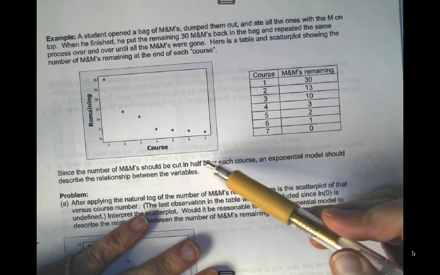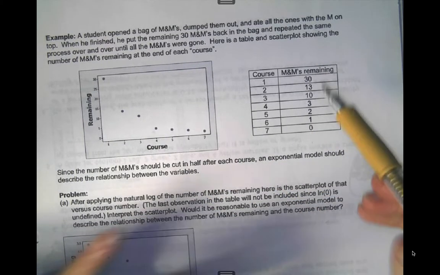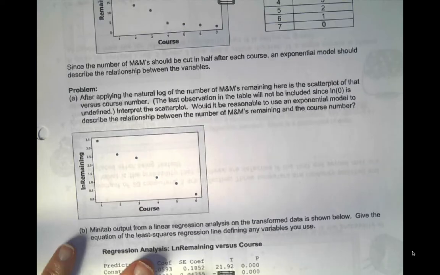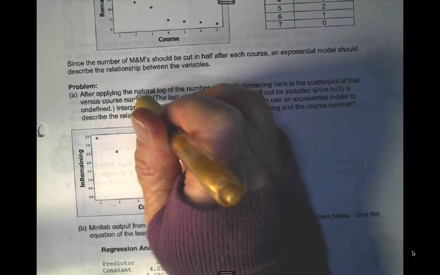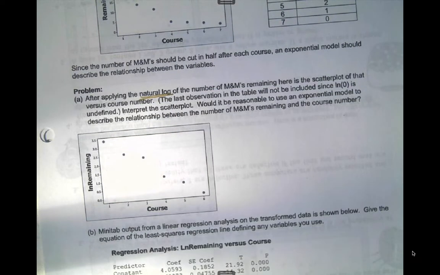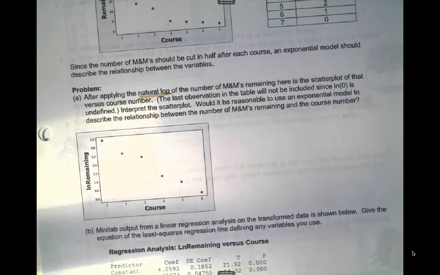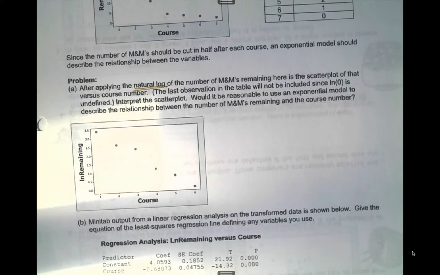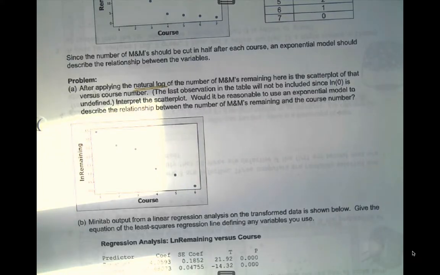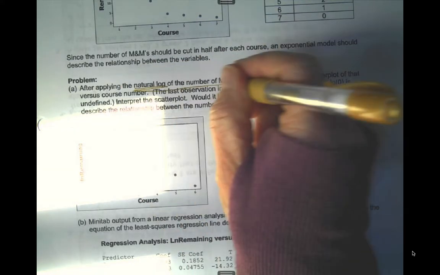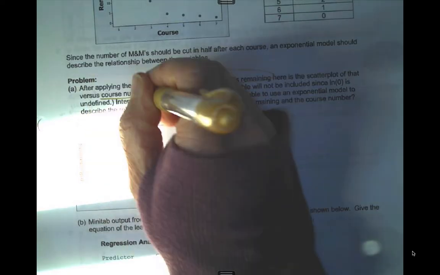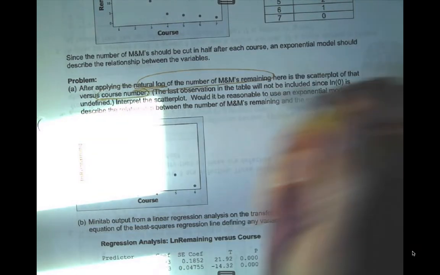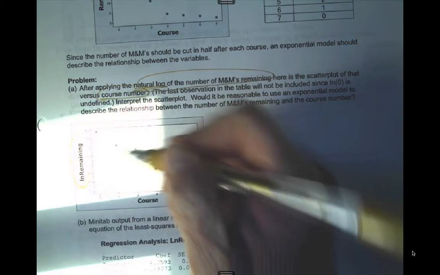So since the M&Ms should be cut in half at each course, an exponential model should describe the relationship between the variables. So then it says after applying the natural log. Remember I told you the natural log, base 10, we could use any of those things, all right? Of the number of M&Ms remaining, here's the scatter plot of that versus course number. All right, so like I just said, it's going to ask you, can you figure out what was done? So it just tells you right here, they did the natural log of number of M&Ms remaining versus course number. If you look at the scatter plot, it's just the natural log of remaining.